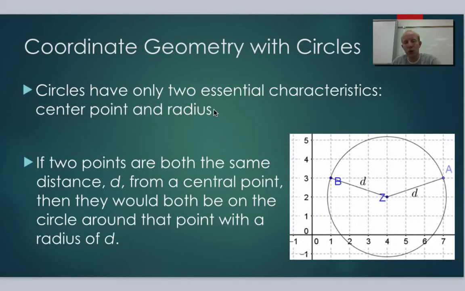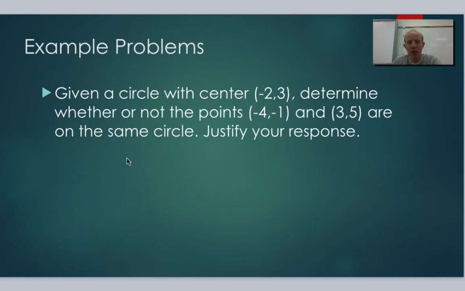So let's say we're in the coordinate plane, we have a couple points, and we're trying to determine if they lie on a circle. If we have two points that are both the same distance d from a center point, then they will both be on the circle around that point with the radius d. So right here we have the center point Z, and we're trying to determine if A and B are on the same circle. Well, if they have that same distance d away from that center point, then they are on the same circle. So let's look at an example problem.